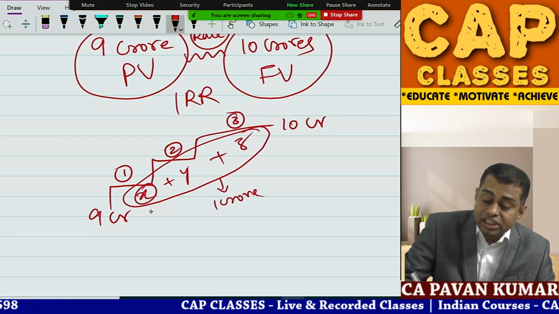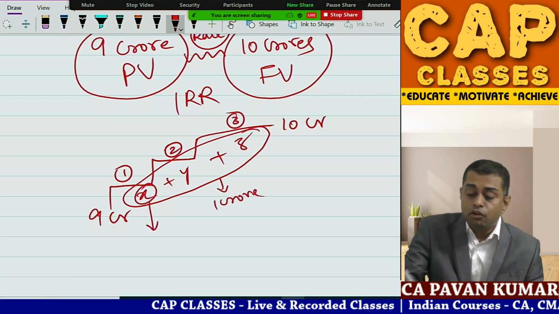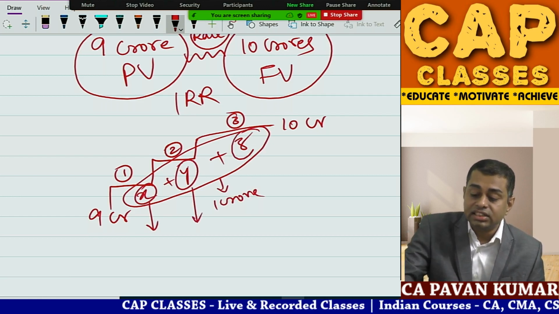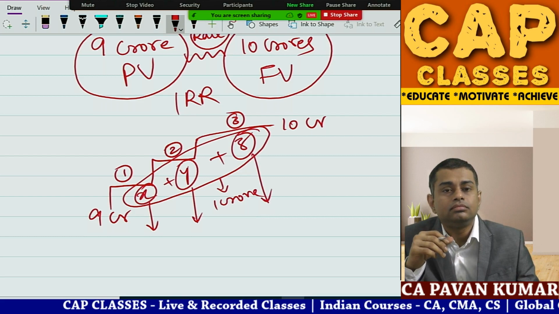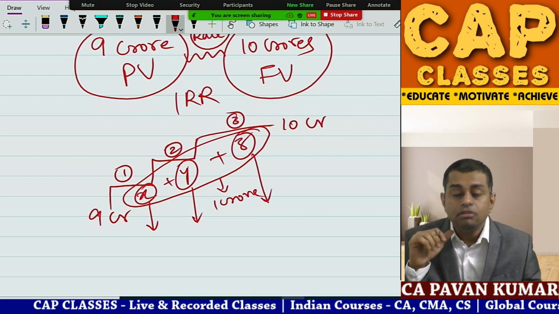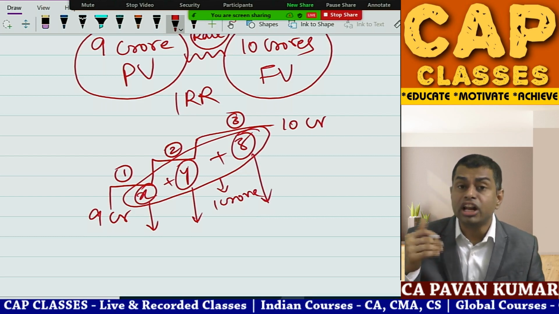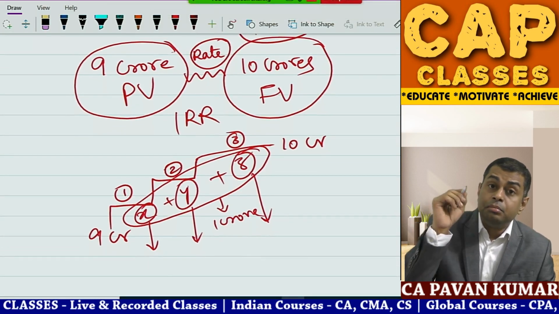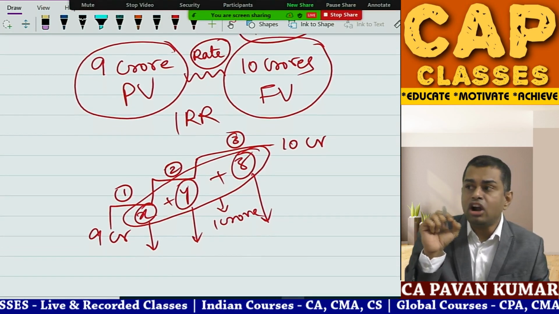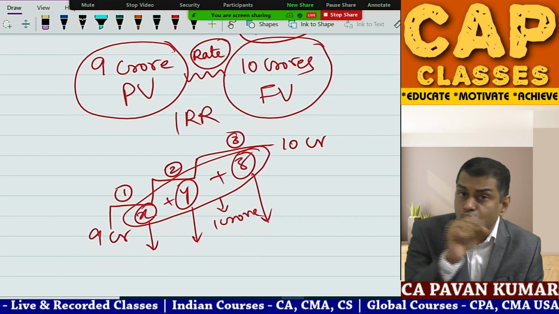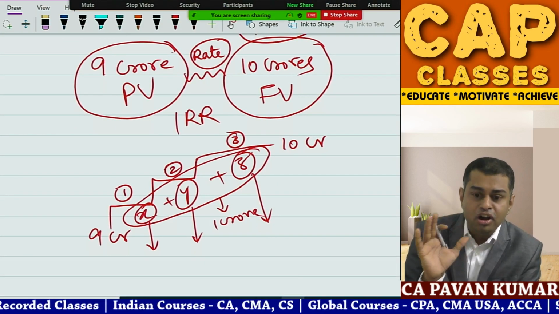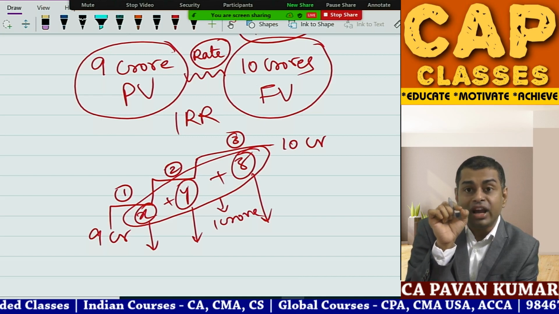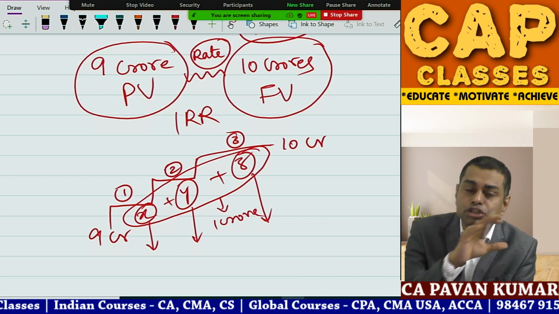So this X rupees you will take to P&L in the first year, Y rupees in the second year, Z rupees in the third year. You understand? That is how we have to record. Now, property, plant and equipment will not be recorded at 10 crores. All of you said, Pavan sir, machinery account debit to Y Limited account 10 crores. No, machinery account debit to Y Limited 9 crores only.